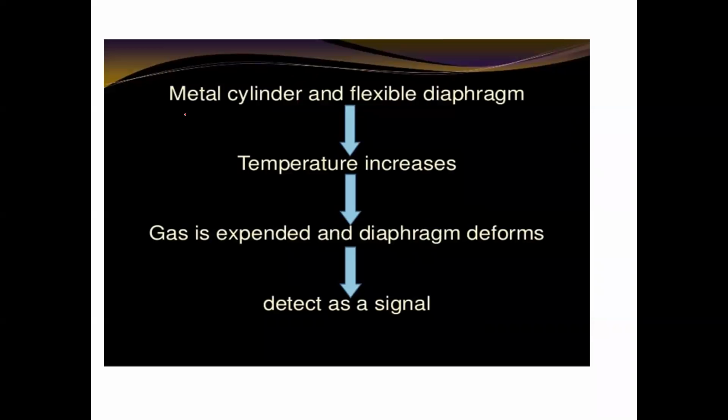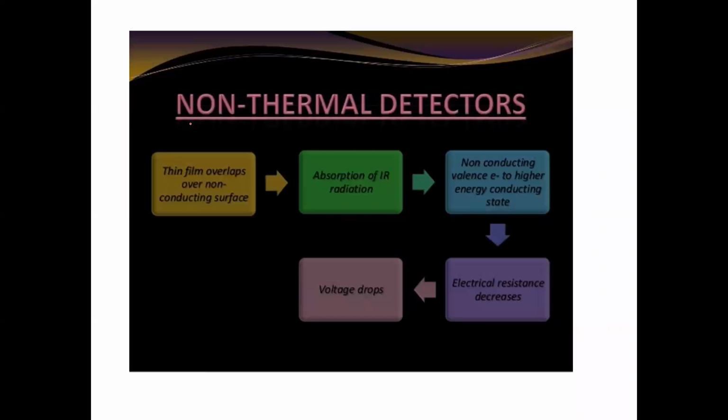Okay, you can see this one, it is not very important, but you should learn this one. So non-thermal detectors work as follows: first of all, a thin film overlaps over a non-conducting surface, absorbing IR radiation, resulting in the non-conducting valence electrons moving to a higher energy conducting state, and electrical resistance decreases, so that's why voltage drops.